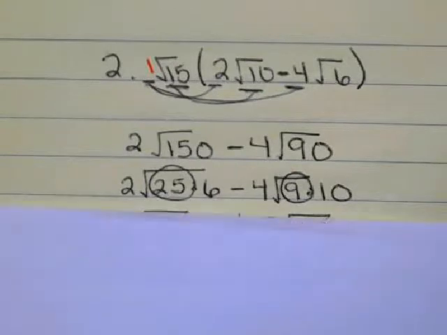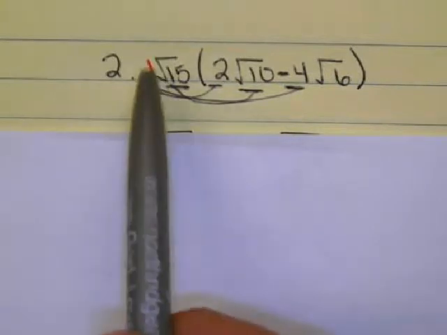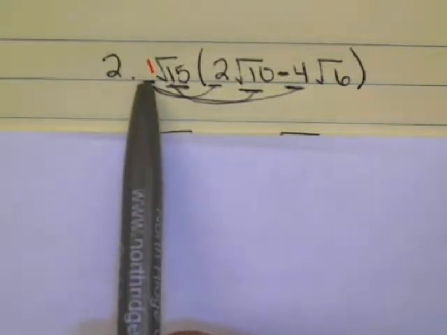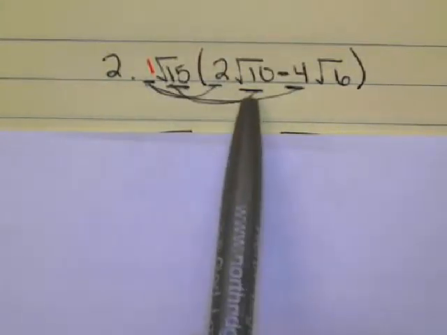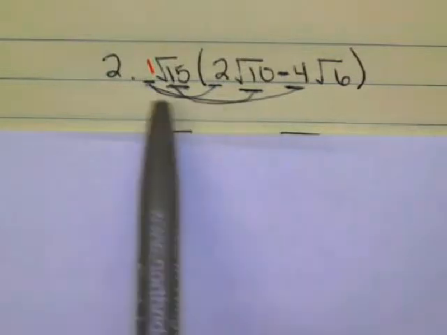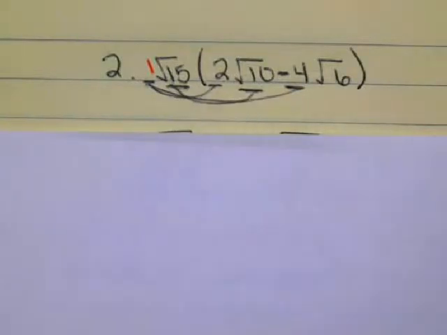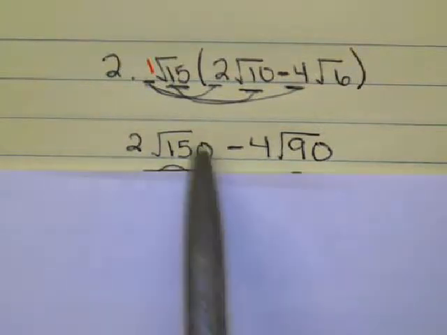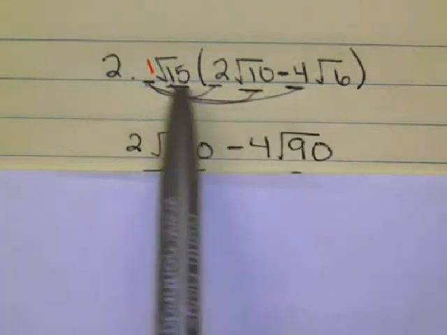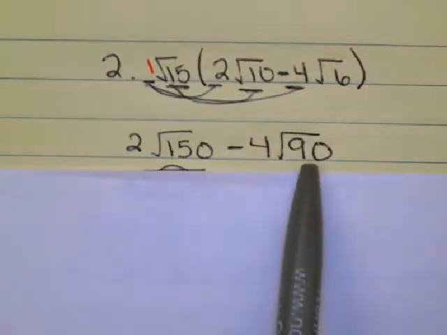Let's do another one. Number 2 here, we have radical 15 times 2 radical 10 minus 4 radical 6. And again, I added the 1 here just to help remind me. I'm going to take this whole first term times this whole first term, but piece by piece. So coefficient times coefficient and radical times radical. 1 times 2 gives me 2, and 15 times 10 gives me 150. So I have 2 radical 150 minus this term times this whole term will be 1 times 4, which is 4, and 15 times 6, which is 90.